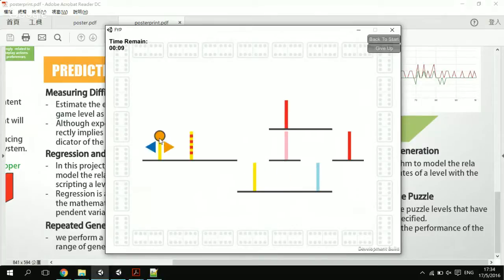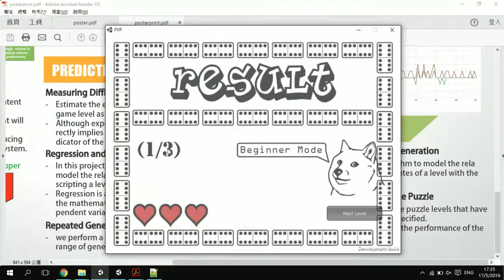you will get some marks, and here is your score. When you complete 3 levels in 1 mode, your mode will level up. In this case, you will switch to medium mode, which will have a more difficult level generator. And each time, if you fail to solve a level, you will lose 1 heart. When you lose all the hearts, you will lose the game.